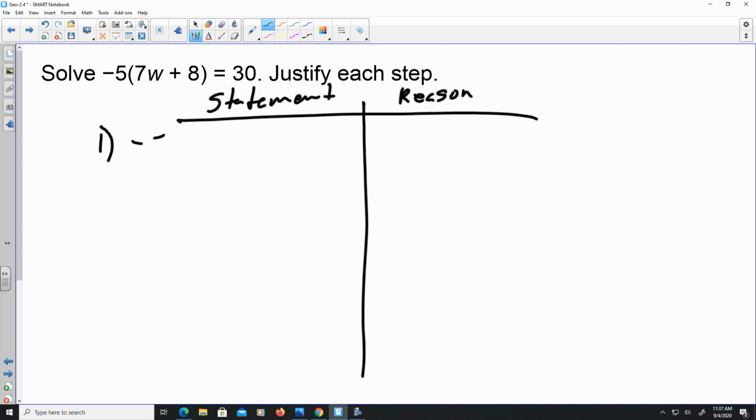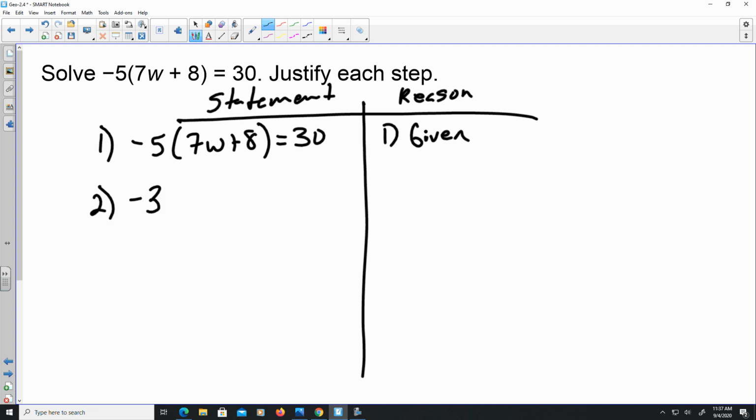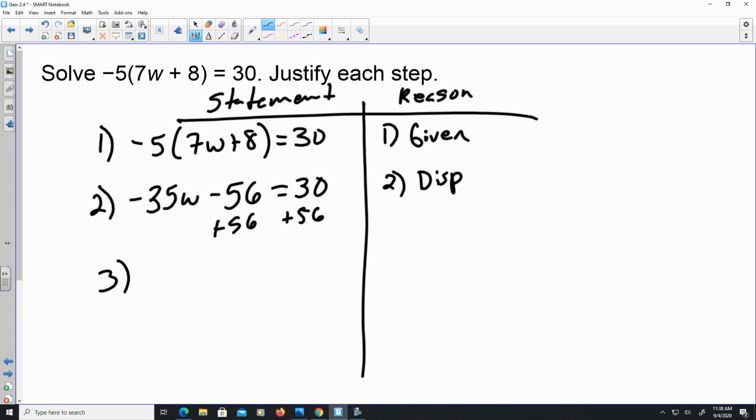First thing is just rewrite the problem. -5 times the quantity of 7w plus 8 is equal to 30, and that is given. Second thing I'm going to do is I'm going to distribute that -5. So this turns into -35w minus 56 is equal to 30. My reason is the distributive property. From here, I'm going to add 56 to both sides, which then leaves me with -35w is equal to 30 plus 56, which is 86.